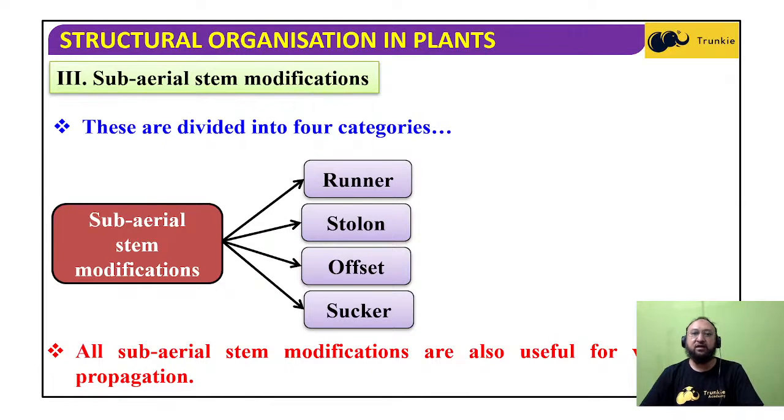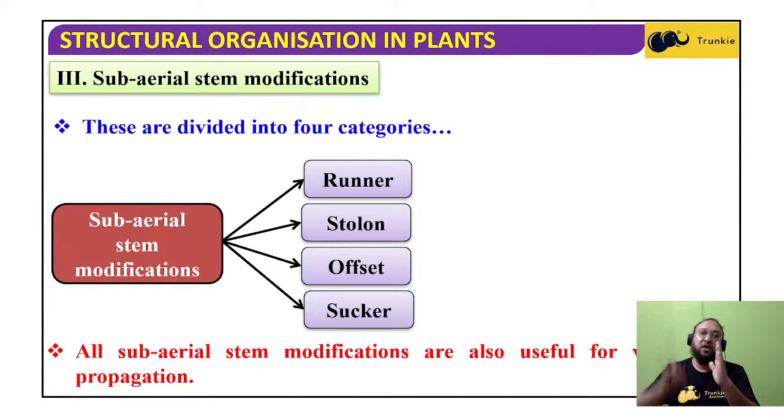All sub-aerial modifications are also useful for vegetative propagation, like we have observed in bulbils or in other cases. These modifications are used for vegetative propagation. What do we mean by vegetative propagation? Vegetative propagation means reproduction, the formation of a new individual from the vegetative part, not from the reproductive part, like leaf, stem, and root. These are the vegetative parts of the plant body, not the flower. The flower has the reproductive organs, and the new individual is formed after fertilization and embryo development. But in vegetative propagation, a new plant is grown from the vegetative part.